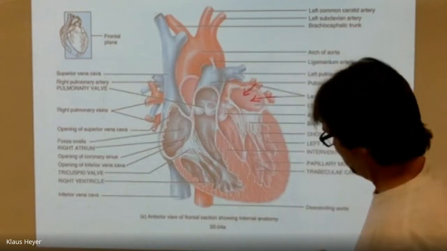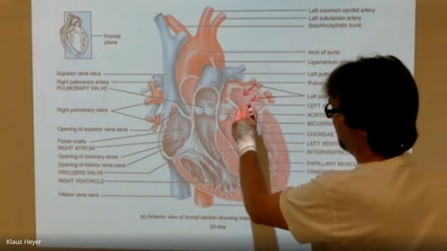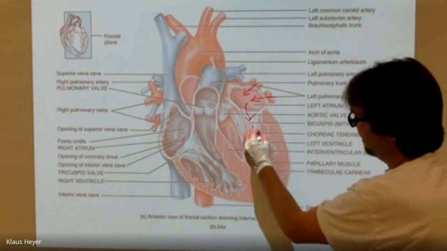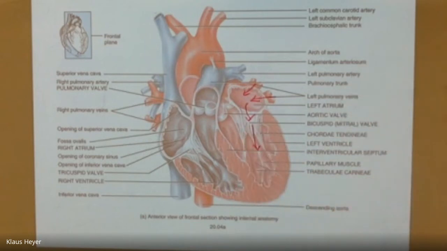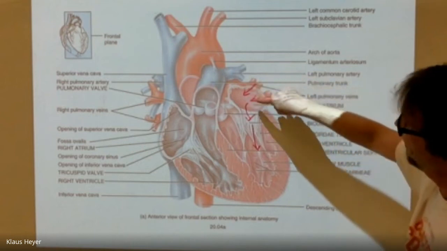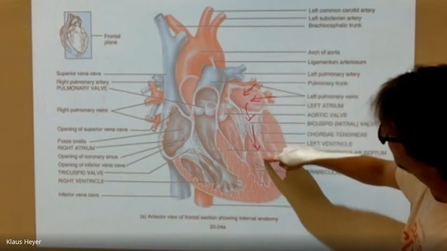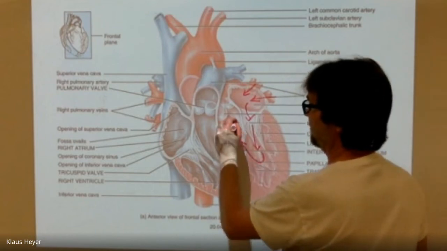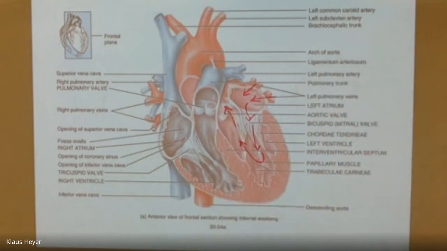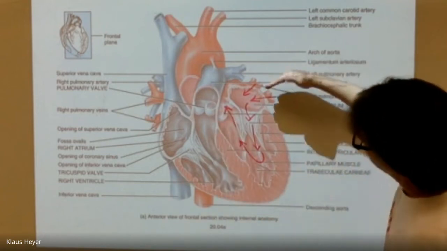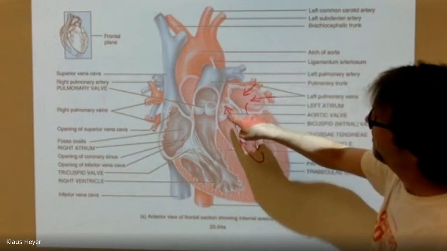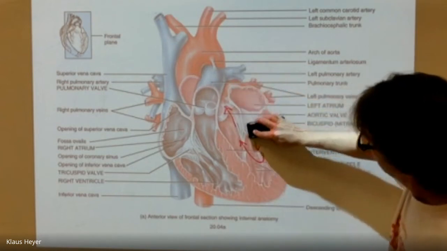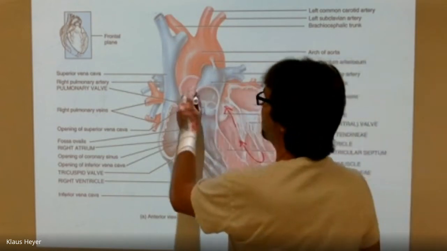So let's follow that through. Down through the mitral valve into the ventricle. So this oxygenated blood goes from the left atrium through the mitral valve into the left ventricle. Now it's going to leave the heart. So it's coming down. Now it's getting pushed out. It's going to go through that aortic valve and out to the aorta.